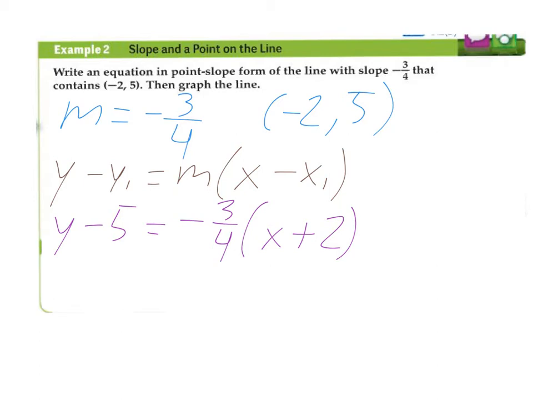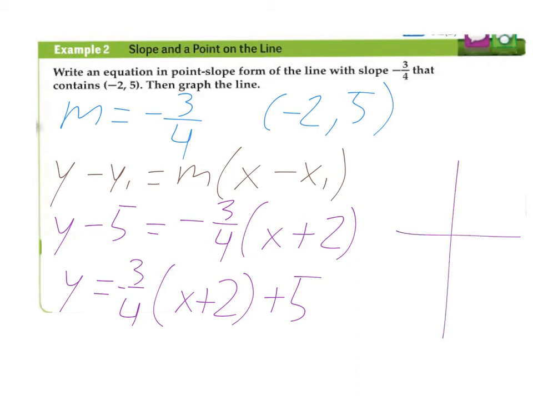Now, if we wanted to, we could rewrite this as y is equal to -3/4 times x plus 2, plus 5, to get it in a more familiar form. Graphing wise, we have it going through the point -2, 5, so -2, 5-ish there. It's going down 3 units over 4 units. You're basically looking at a line like so.